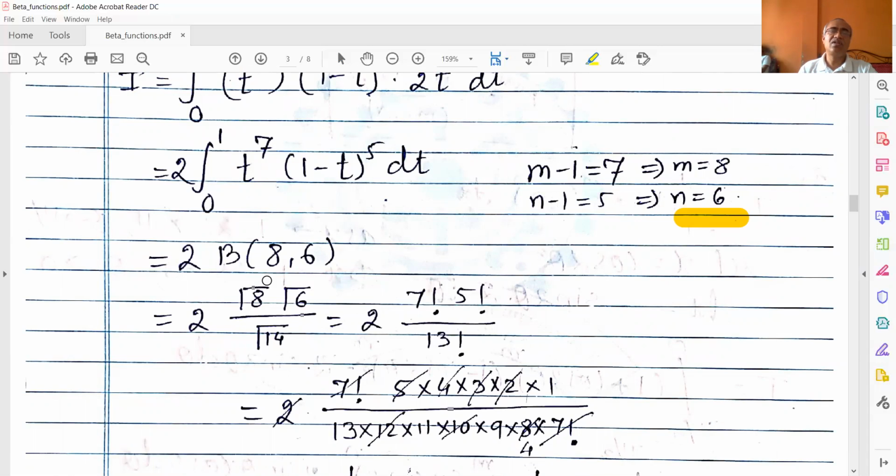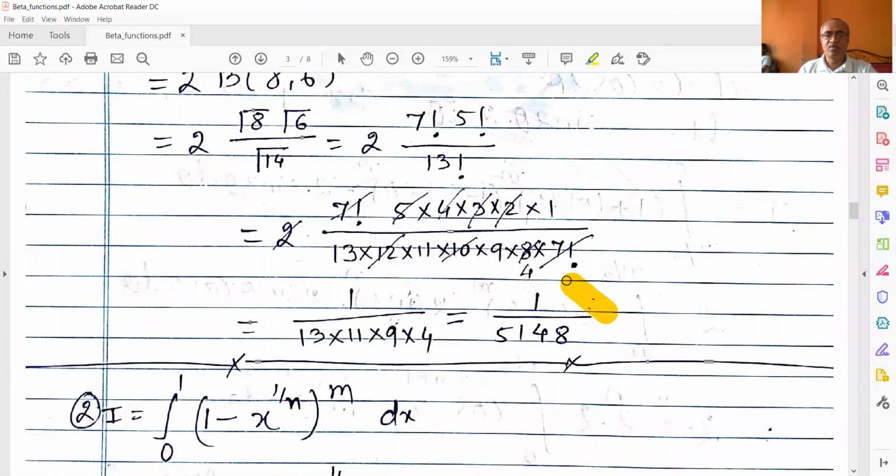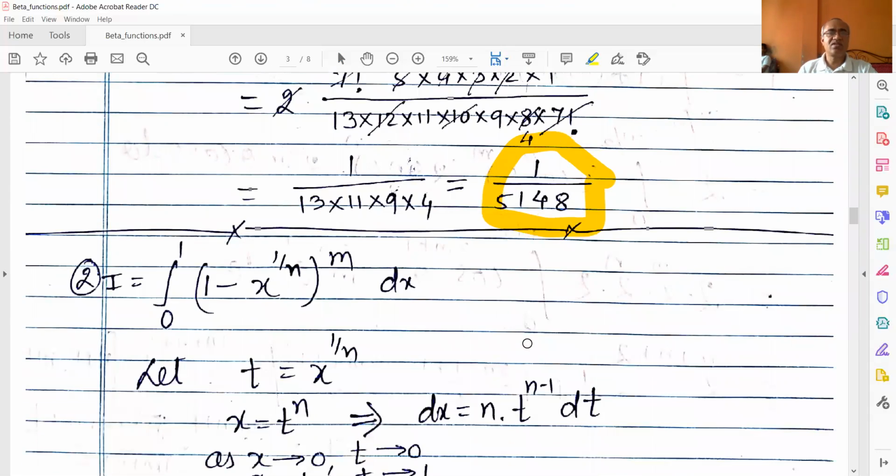Finally we know the relationship between beta and gamma functions. It is gamma 8 gamma 6 upon gamma 14. So the final answer is 1 upon 5148. Let's go to the second sum.